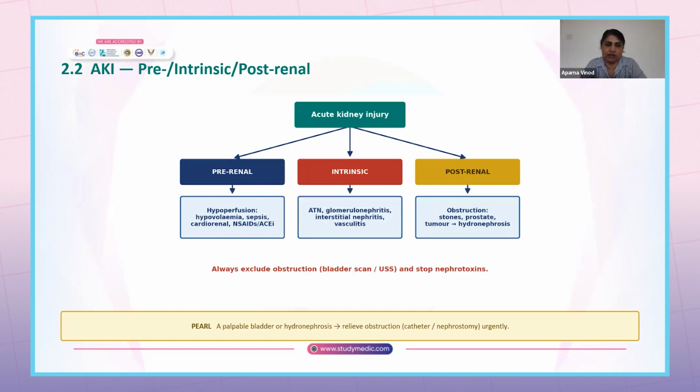Again, a flow chart depicting reasons or causes of AKI. Pre-renal, which can be because of hypoperfusion, that is hypovolemia, sepsis, cardiorenal, NSAIDs or ACE inhibitors. Intrinsic because of acute tubular necrosis, glomerulonephritis, interstitial nephritis and vasculitis. And post-renal in obstruction caused by stones, prostate or tumor, which will cause hydronephrosis. So always exclude obstruction like I said before. Now when you feel a palpable bladder or hydronephrosis, always relieve the obstruction with a catheter, or if indicated a nephrostomy, quite urgently, if it is a big stone and you can't do anything about it.